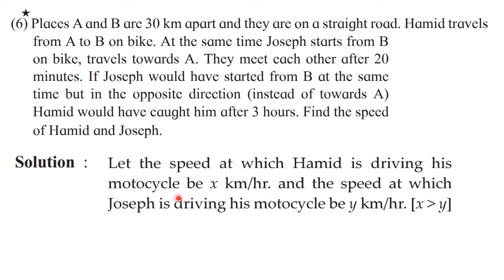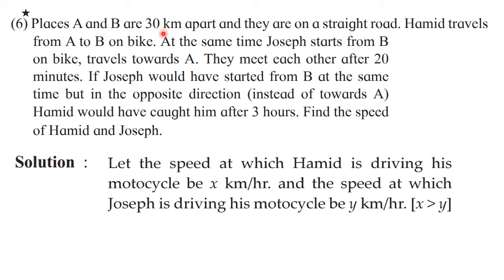Okay. So first of all, the two unknowns: the speed at which Hamid is driving his motorcycle is X kilometers per hour, and the speed at which Joseph is driving his motorcycle is Y kilometers per hour. Or simply you can write down, let the speed of Hamid's bike be X kilometers per hour and that of Joseph's bike be Y kilometers per hour. Okay. Now let us see the first case.